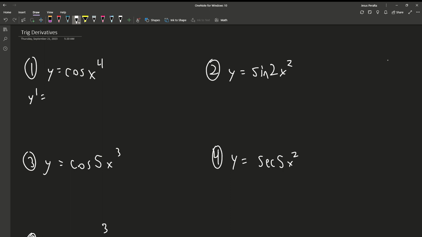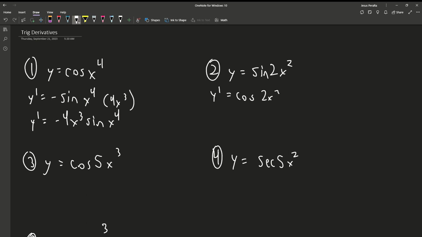Anyways, let's hop in. I'm gonna go slow like the first two, and then I'm gonna go fast, alright? So this is gonna be negative sine, and then x to the power 4, and then times the derivative. Boom. So then we simplify it. That was kind of fast, I ain't gonna lie, but it's whatever. This is gonna be cosine 2x squared, and then times 4x. So then you just bring it to the front, and that's how you simplify.